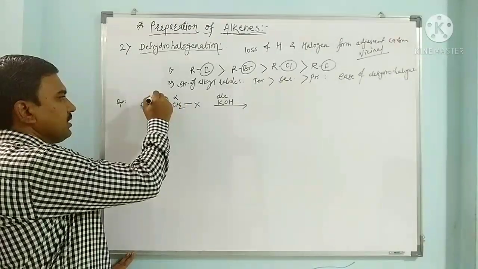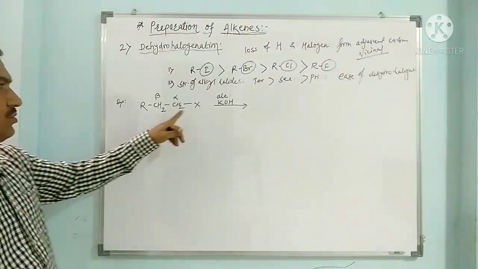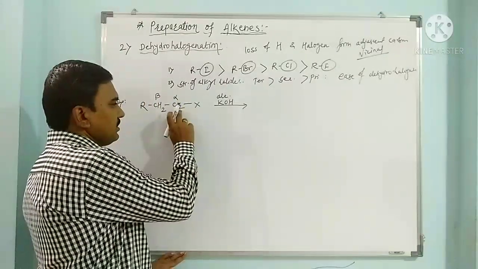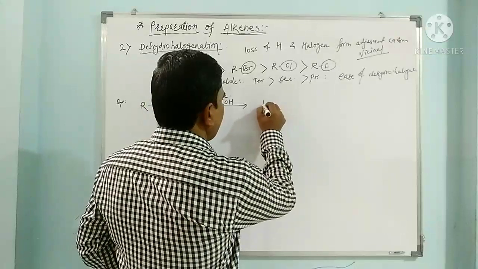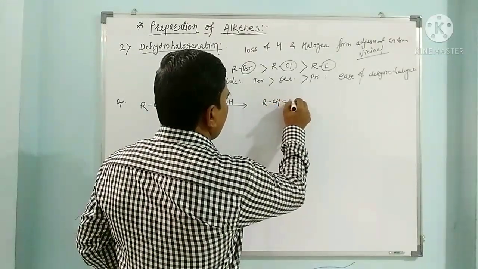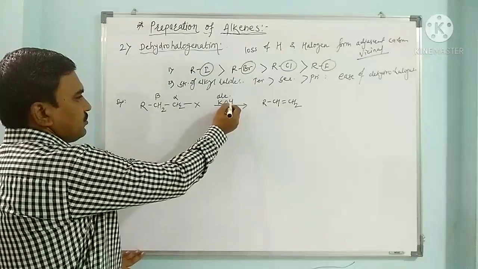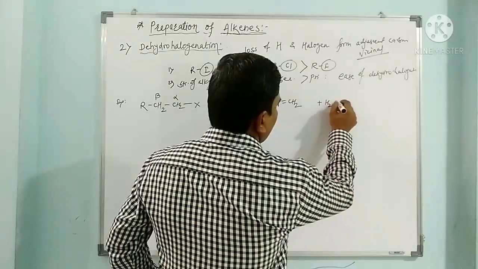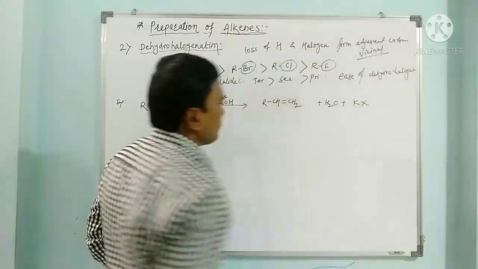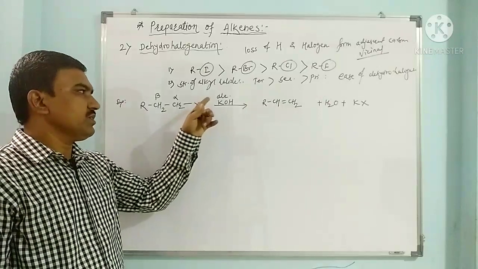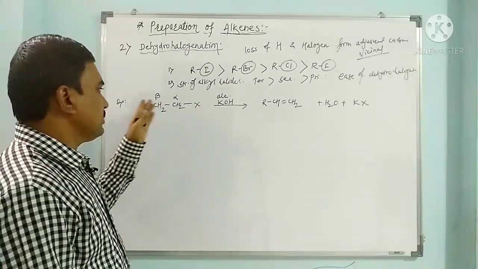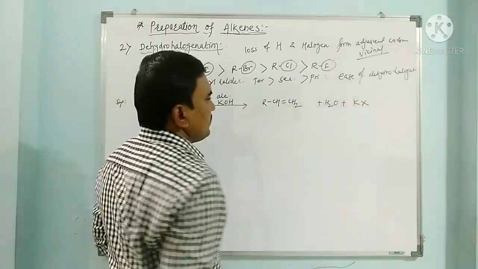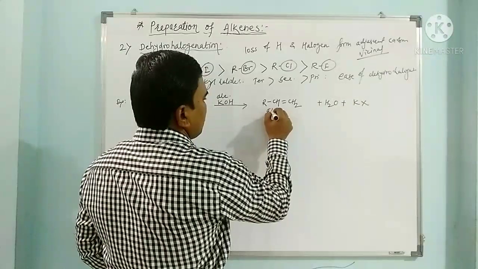So this carbon is called alpha carbon, this carbon is called beta carbon. The carbon to which the halogen is attached is known as alpha carbon. So here there is a loss of proton from beta carbon and X from alpha carbon, and we get R CH double bond CH2, and this OH takes this proton and this K combines with this X. So plus H2O plus KX. So in this way alkyl halide treated with alcoholic KOH undergoes elimination reaction to give alkene and water along with this salt. So this is the alkene.